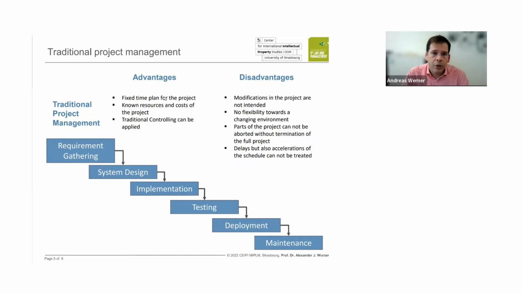So the advantages of traditional project management is that there is a fixed time plan for the project. Each step has its time limits. There are known resources and costs of the project, at least in the beginning. Traditional controlling can be applied. The disadvantage is that modifications in the project are not intended, so they might be very expensive. No flexibility towards a changing environment.